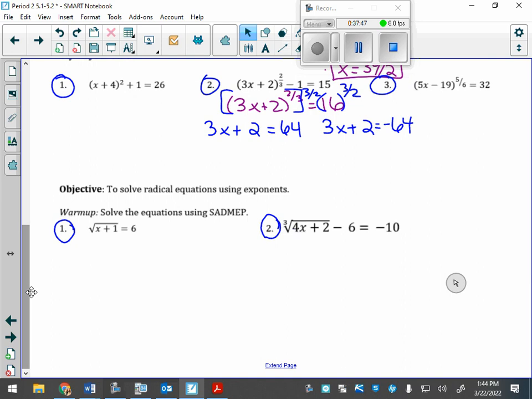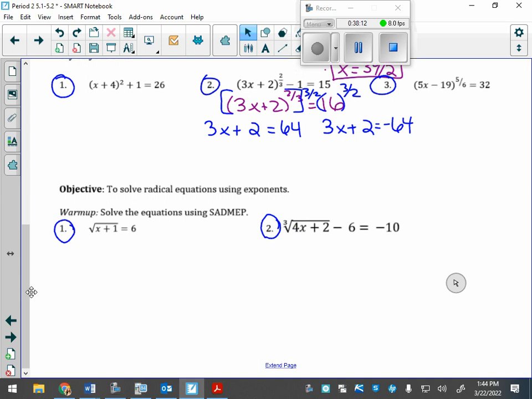Okay. Then we got down to the warm-up, right? Number 1 is correct, is 35. Okay? Because here you're just squaring both sides and then subtract. Number 2, you add 6, then cube both sides, and you get negative 33/2. Any questions on 1 and 2?